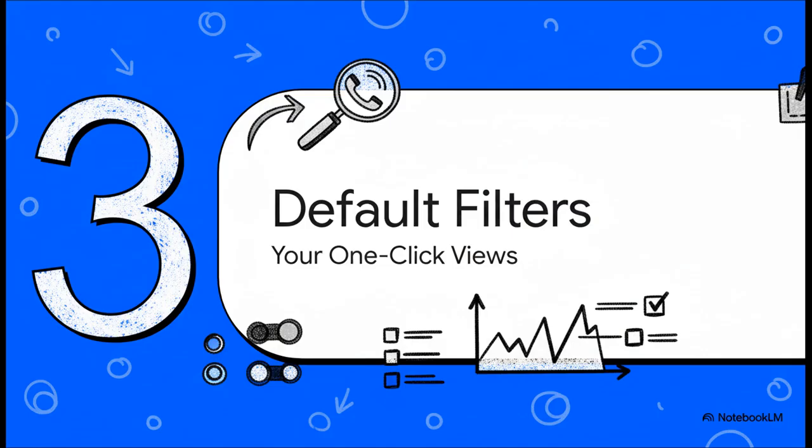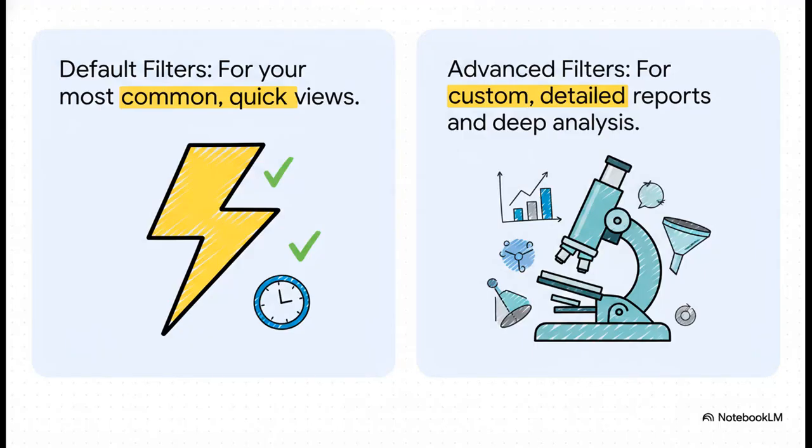But what if you just want to browse a whole category of calls? Say, all your missed calls. Well, that's where our one-click default filters come into play. They're like shortcuts to your most common views. And the key here is really knowing which filter to use and when. The way I like to think about it is this. Default filters are your go-to shortcuts for everyday tasks, the quick stuff. But the advanced filters, those are your power tools. That's what you'll use when you need to dig really deep and create custom reports.